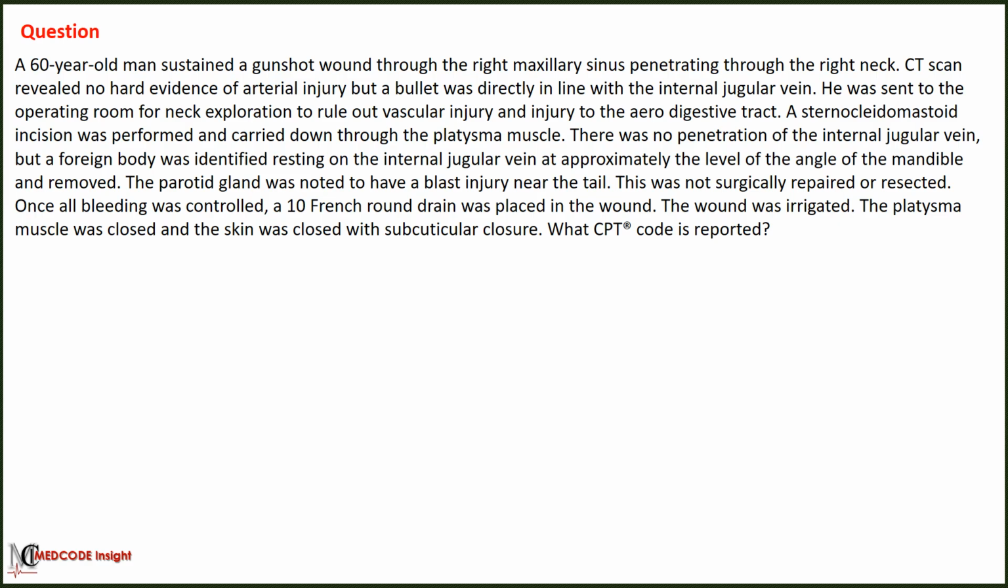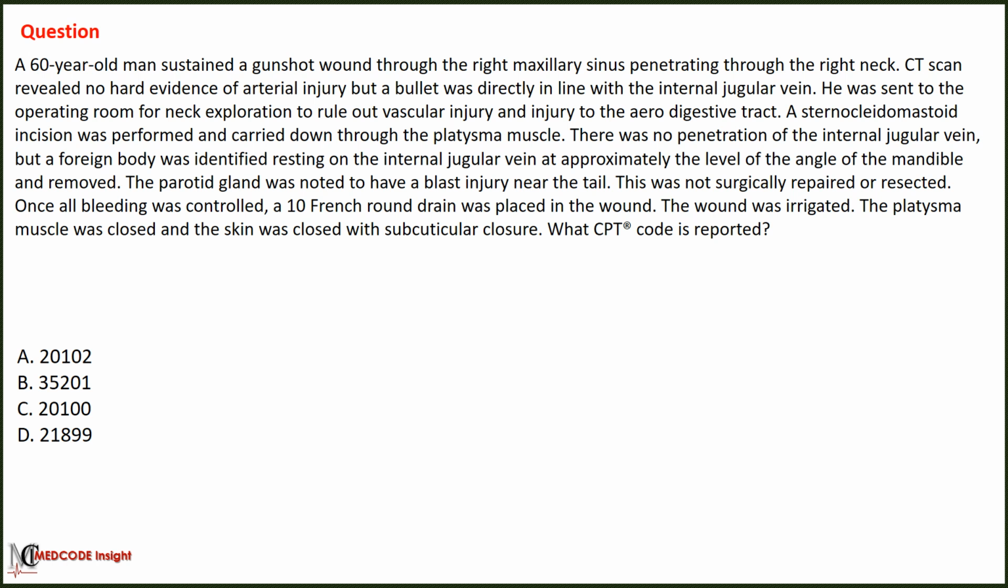The parotid gland was noted to have a blast injury near the tail. This was not surgically repaired or resected. Once all bleeding was controlled, a 10 French round drain was placed in the wound. The wound was irrigated, the platysma muscle was closed, and the skin was closed with subcuticular closure. First, which CPT code is reported?